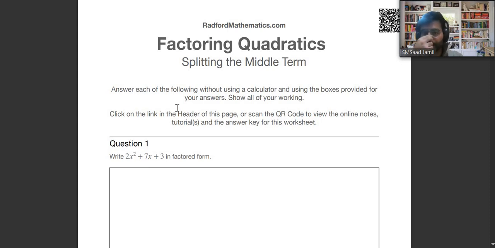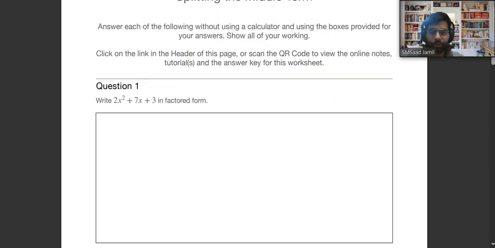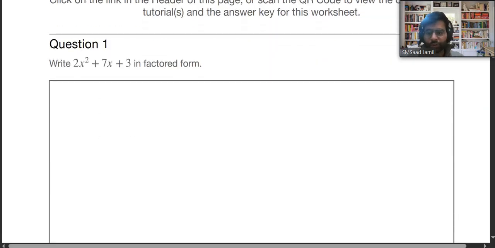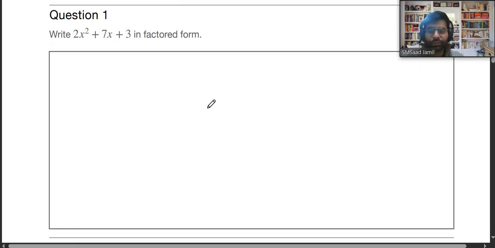Today we are doing a topic called factoring quadratics. Basically, it's also called breaking of the middle term. All right. So we have the first question over here. These questions come in IGCSE Math or GCSE Math a lot. So the question is 2x squared plus 7x plus 3.